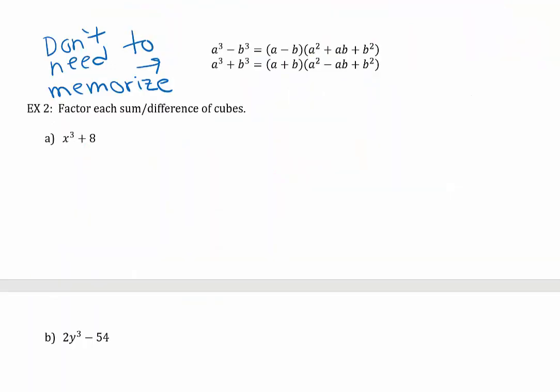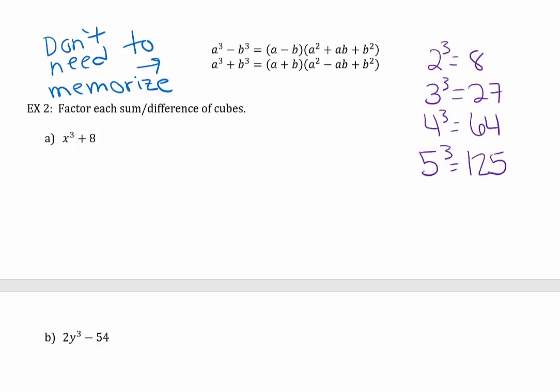Now we've got two more patterns that can be factored, and that would be a difference of cubes and a sum of cubes. And I have the formulas included in the notes. These are formulas that you don't need to memorize. They'll be provided to you exactly like this on exams. In these problems, we're going to be looking for perfect cubes. And so I just put up a list of some common perfect cubes. So 2 cubed is 8, 3 cubed is 27, 4 cubed is 64, 5 cubed is 125. Those are some numbers that I'm going to be looking for.